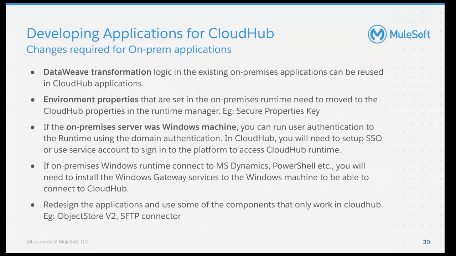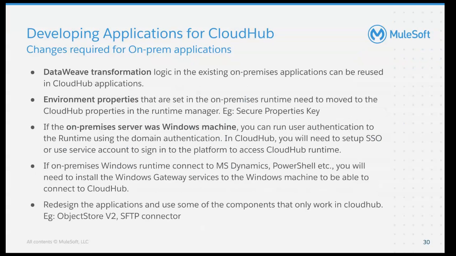Another thing is, suppose you're connecting your Mule applications on-prem with your Windows systems, like MS Dynamics or PowerShell. What you'll need to do when you move to CloudHub is make sure that you install a Windows Gateway service on your MS Dynamics server to help the connection from CloudHub to your MS Dynamics systems. So that's another change that you'll need to do.